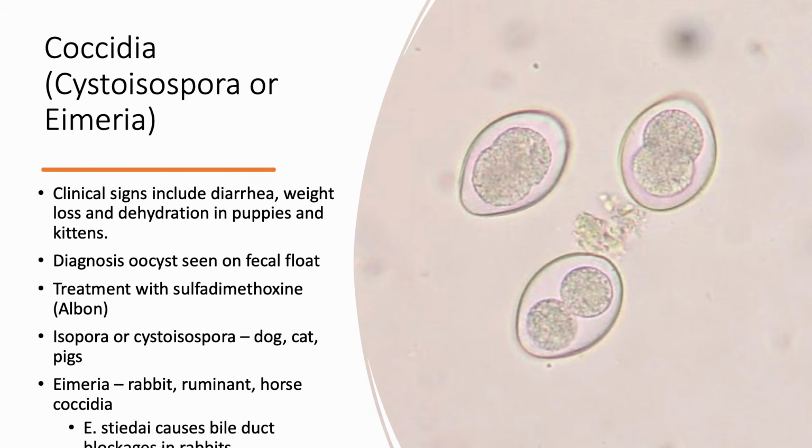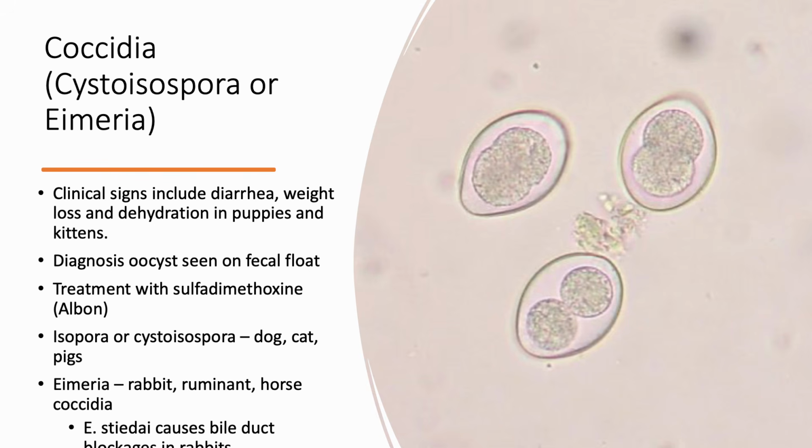Our next protozoa are the coccidia. Coccidia can be broken down into subtypes, and Isospora is the old name that we use to describe the coccidia for dog, cat, and pigs. It has been recently renamed Cystoisospora because sometimes they're finding it in tissues. I think for the VTNE, it's likely to still have Isospora on there, but I just want you to be aware that there's two names for the dog and cat coccidia. The rabbit, ruminant, and equine coccidia is called Eimeria.